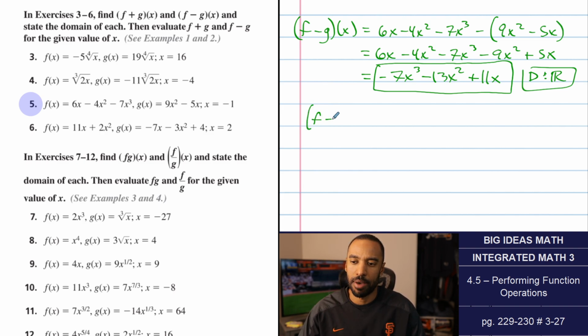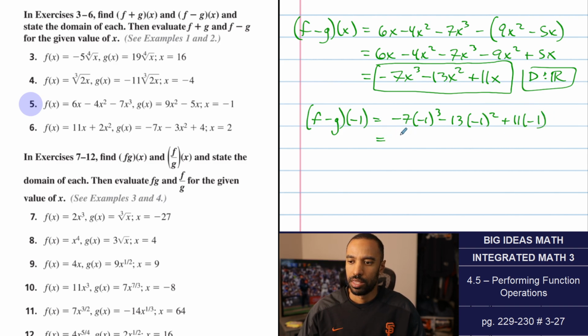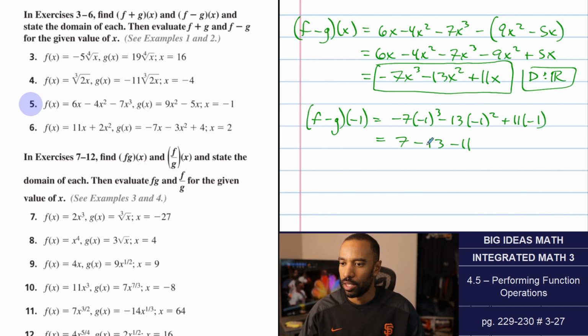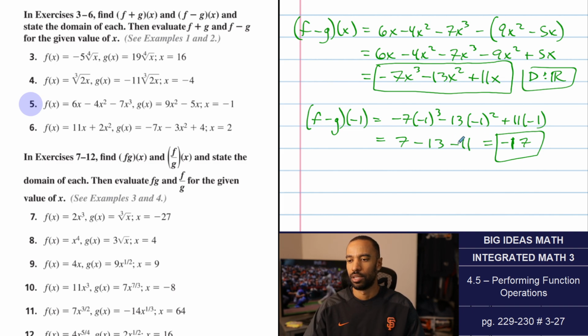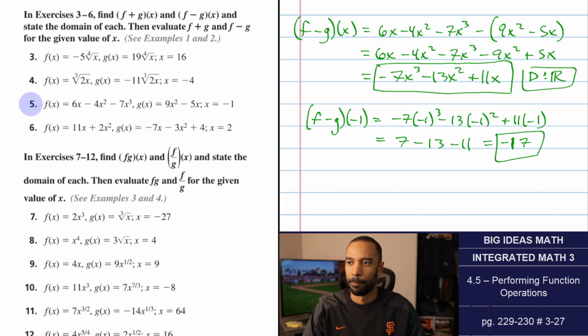So let's do f minus g of negative 1. Same substitution. This is still a 7, and this time it's minus 13. Negative 1 squared is positive 1. Subtract the 13, and we do subtract 11 from here. Okay? And that is negative 17. Sorry if that's wrong. I'm going to go back and look, but sorry if I said it wrong to begin with. I think so. Negative 17.